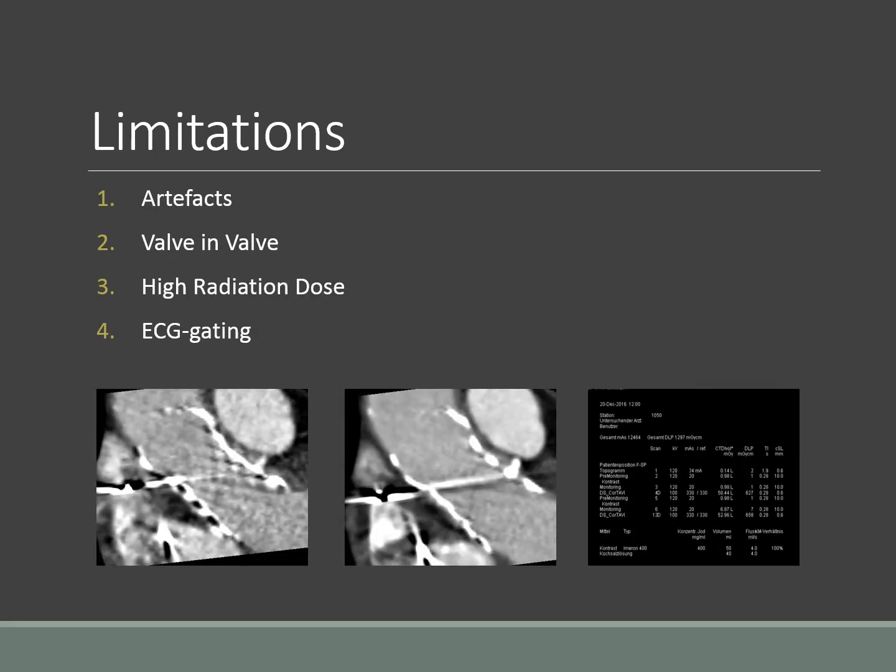CT, of course, like any other modality, has its limitations. Artifacts because of the stent or because of valve-in-valve will in some cases make differentiation between thrombosis hypoattenuation and metallic artifact hypoattenuation difficult. CT with retrospective gating exposes our patients to, of course, high radiation. In some cases, difficulties in ECG gating will occur because of arrhythmias.